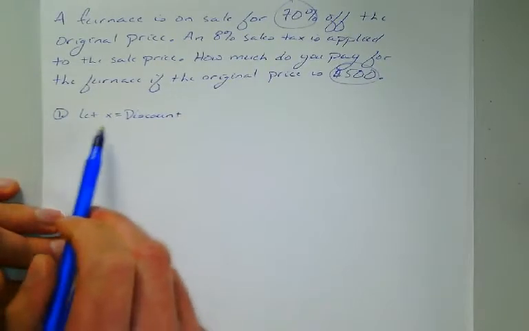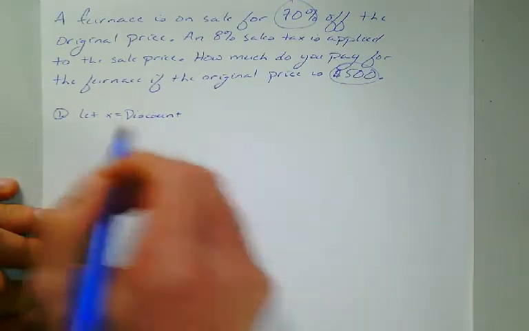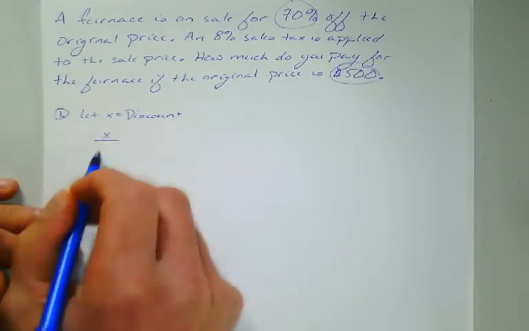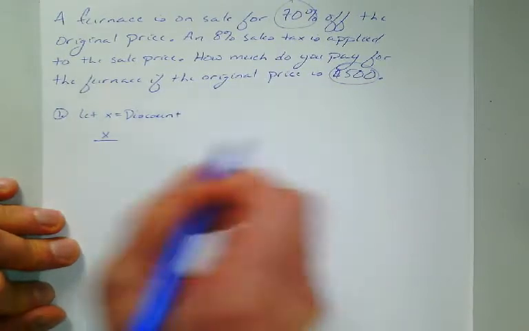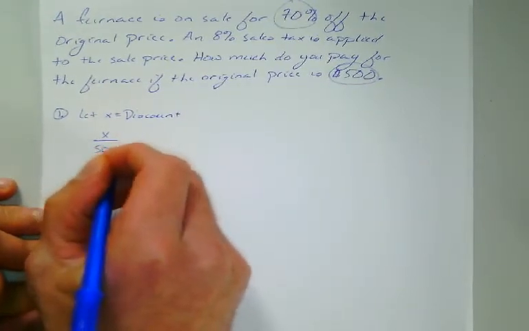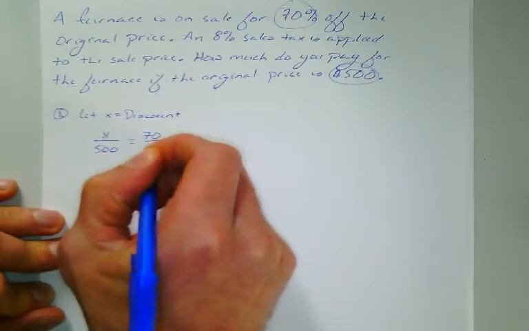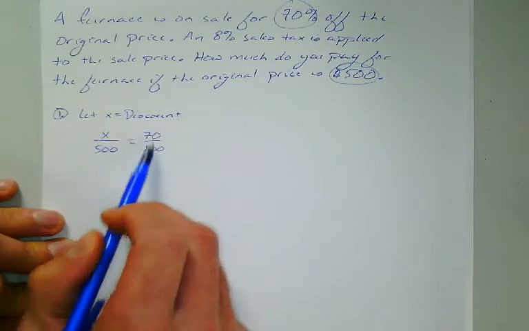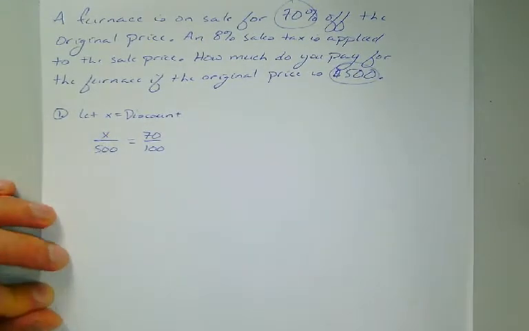All right, so let's let X equal our discount because it's on sale. Now, our discount is a part. So let's do part over whole. Our whole in this case is the original, which is 500. So X over 500 equals 70 over 100, percent over 100. So we've got part over whole equals percent over 100. Discounts are parts, that's why it goes on the top of that fraction.